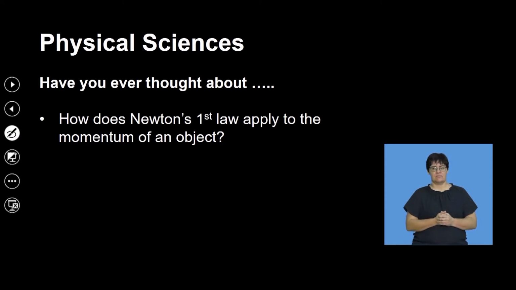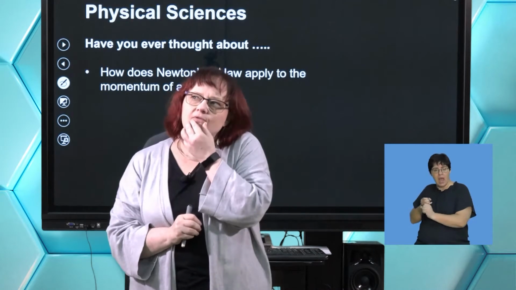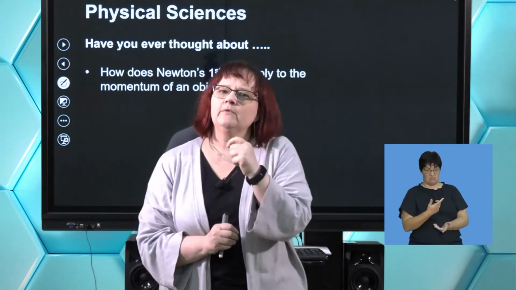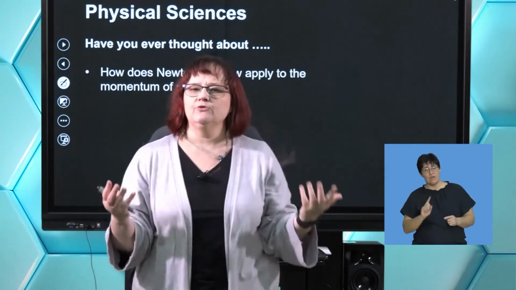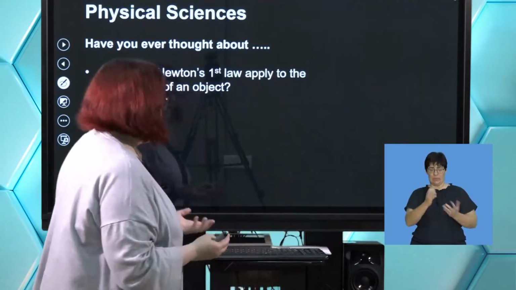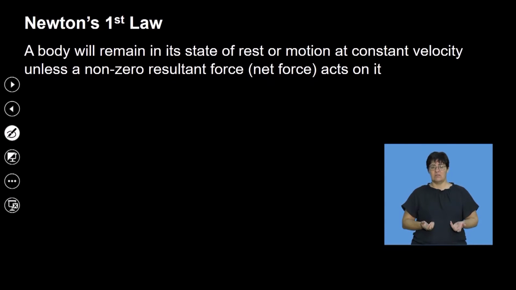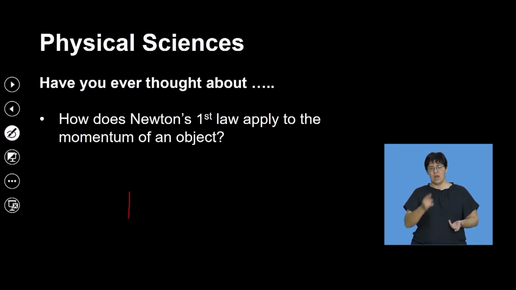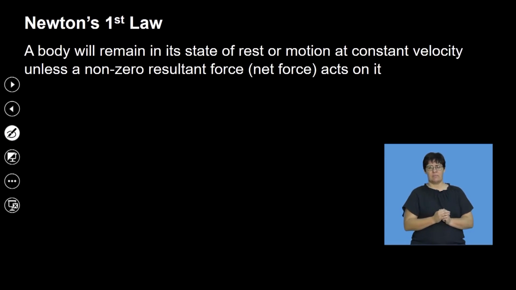Have you ever thought about, probably not, but we're going to go with it, how Newton's first law applies to momentum? First of all, the first law means there's no net force, okay? So when I look at this, I'm going P equals mv. We're going to keep that in our minds. So a body will remain, this is the official definition, in its state of rest or motion at constant velocity, unless a non-zero force or net force acts on it.